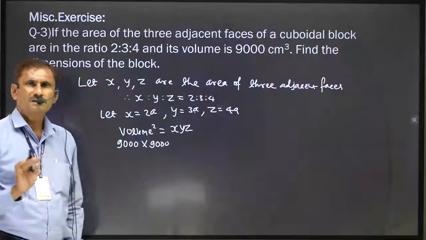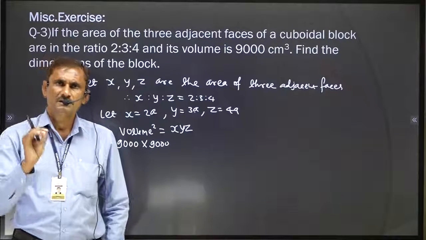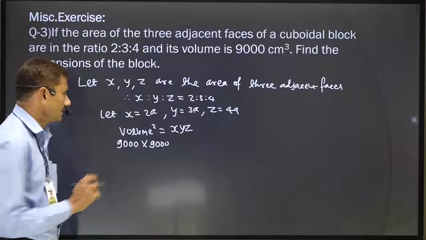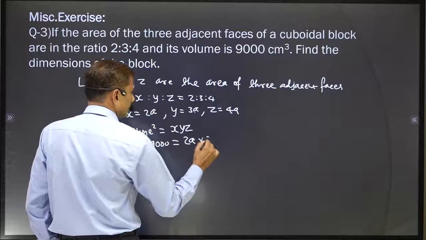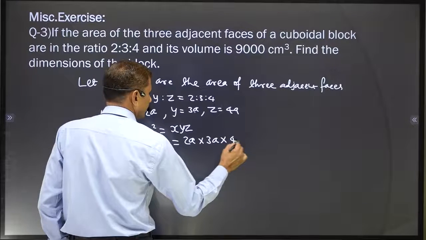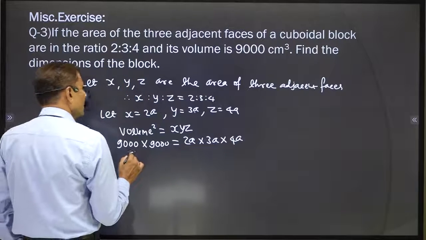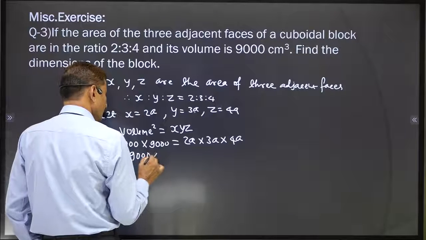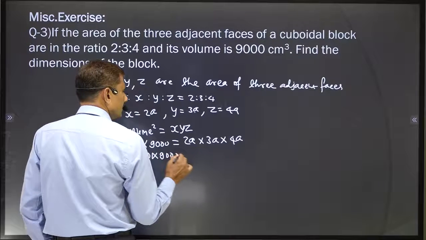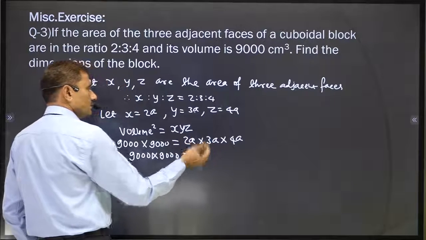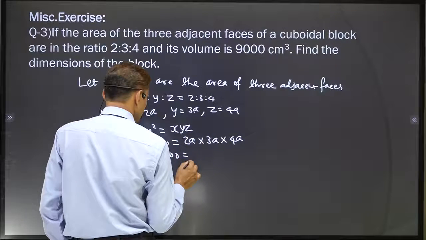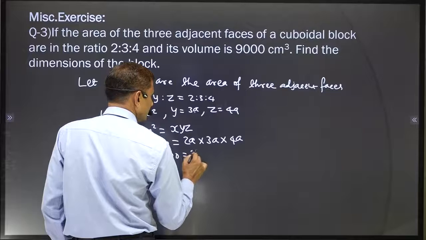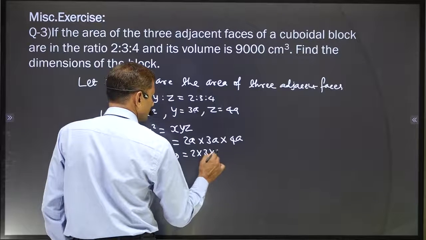We never make square and cube, we just write it twice or thrice. Now here we have 2a into 3a into 4a. So it will be again 9,000 into 9,000 is equal to 2 3s are 6, 4s are 24. But again, you can just keep them as 2 is to 3 is to 4 also, no problem.